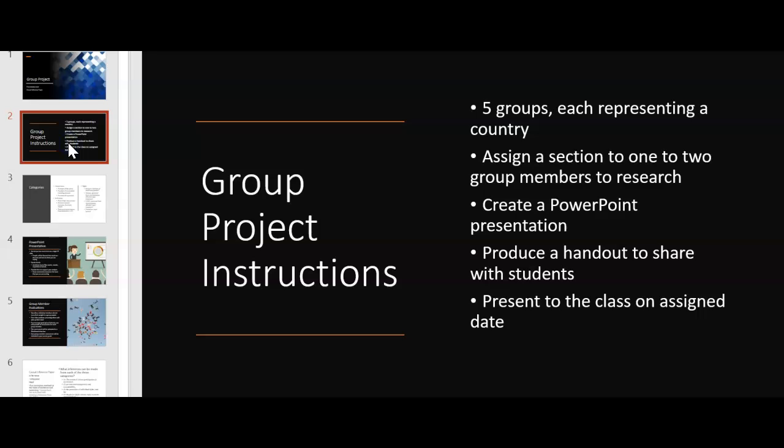So we're going to have 5 groups, each representing a country, and the countries are actually listed in the assignment instructions that are already posted on Blackboard in the group project causal inference paper folder. You will want to review the instructions carefully before you make any decisions. There will be approximately 5 to 6 students per group.